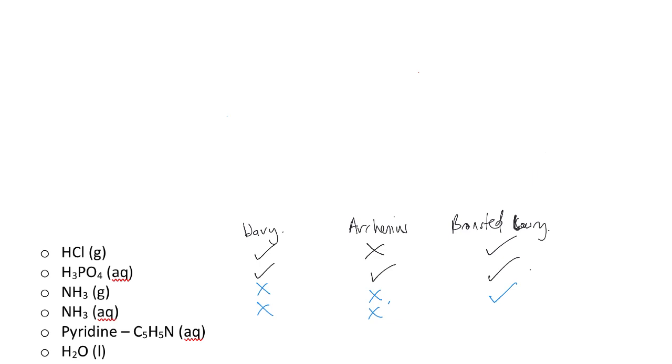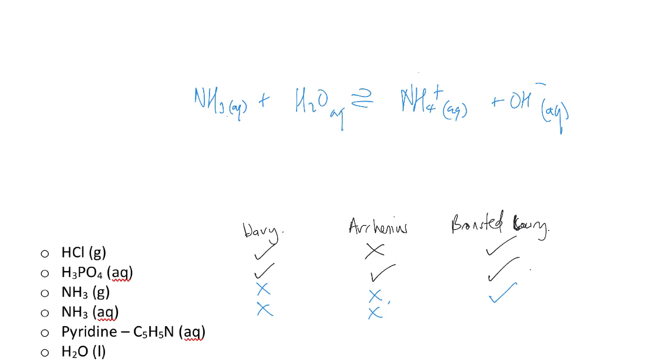Okay, so the NH3 aqueous with some water will form NH4 plus aqueous plus OH minus. All right, and that means that it's making hydroxide ions in water, which means that it is an Arrhenius base.